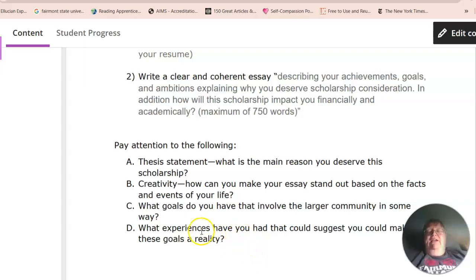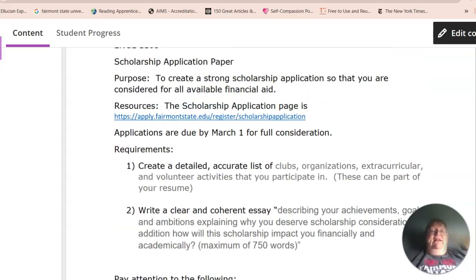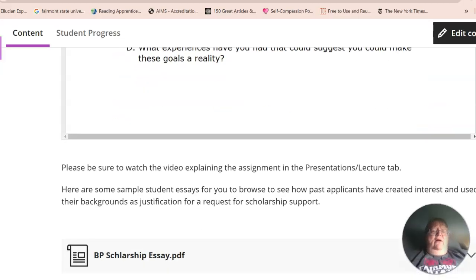And then finally, make sure that your essay has specific experiences mentioned that suggest you could make these goals a reality. What evidence, what experiences have you had that have propelled you on the path to your goal of a college degree and a job in your major field? Talk about the experiences that will help to make that a reality. And that really is what we're looking for there.